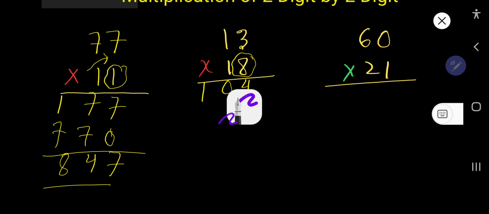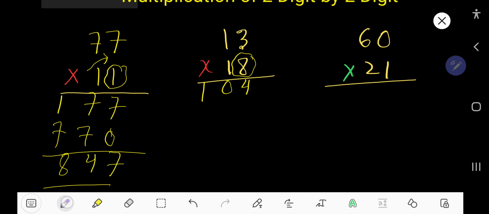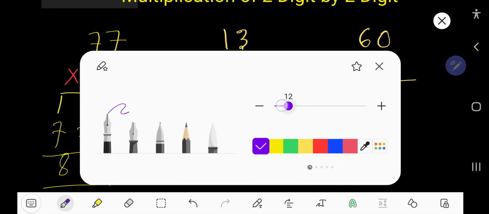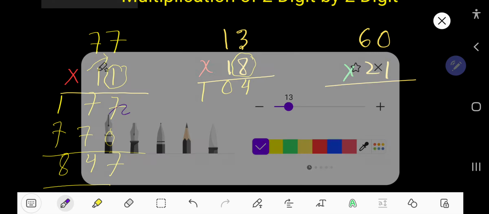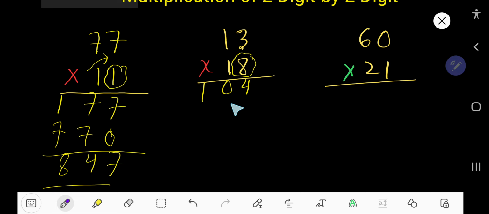1 times 3, that gives you 3. Okay, let me change my pen so that I can minimize it. 1 times 3, 3. The 3 will come to the tens column because this one is in the tens column. So the ones column will have 0.